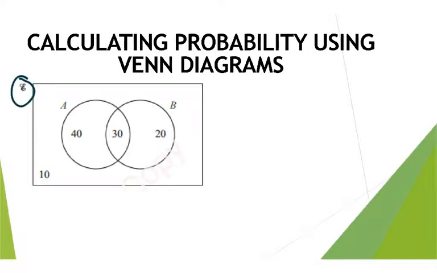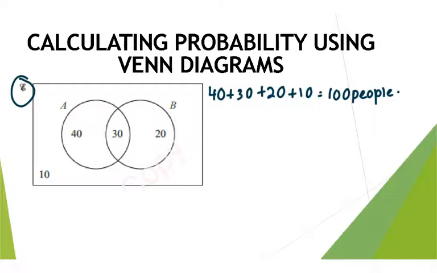This is the universal set. In probability, this is the sample space, or we also call it the possible outcomes. In this example, the sample space will be 40, you add on the 30, you add on the 20, and add on the 10, and altogether, the sample space will be 100 people.